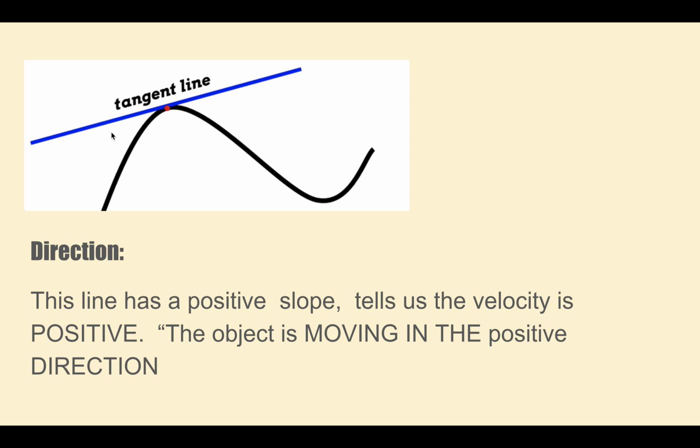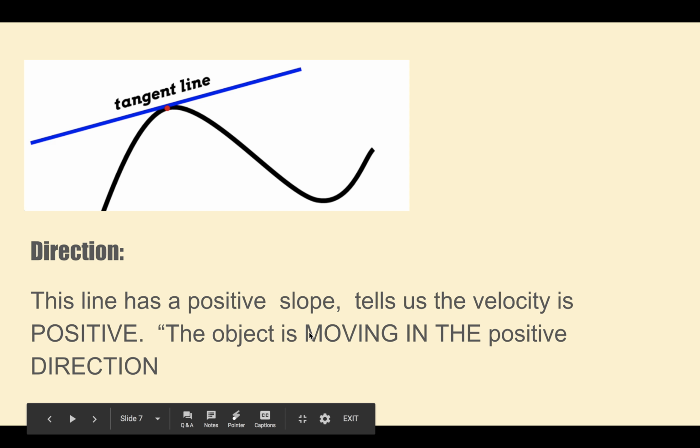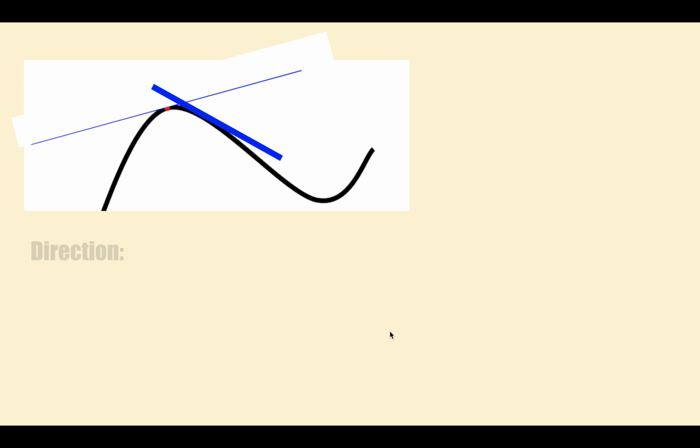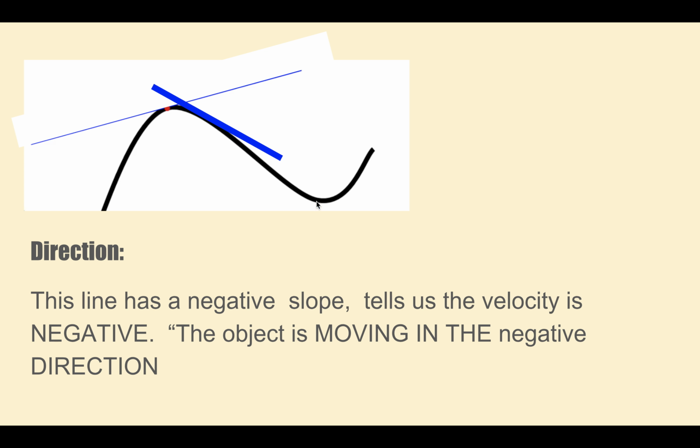All right, so back to this tangent line. This tangent line has what we call a positive slope. It's uphill. It tells us that the velocity is positive. If I were to take the point slope method and do y2 minus y1 over x2 minus x1, I'm going to get a positive velocity. But in the physical world, what is actually going on? The object is moving in the positive direction. All right, flip side, direction. This slope at this point has a negative slope. It means the object is going in the negative direction. So that should be the first question you ask yourself.